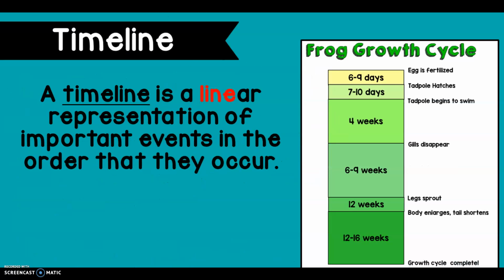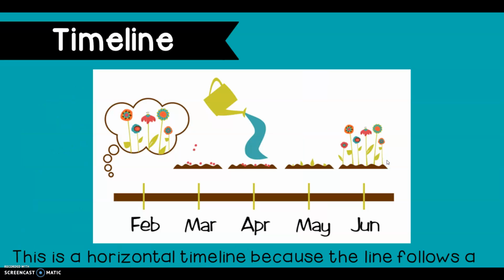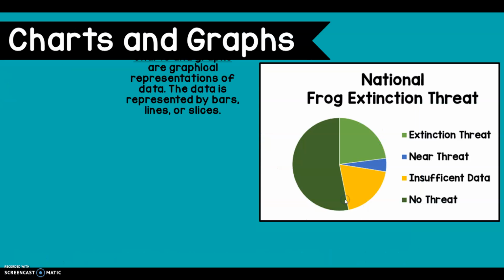The next text feature is that of a timeline. A timeline is a linear representation of important events and the order in which they occur within the text. Timelines can have different forms. This one is a vertical timeline. There are also horizontal timelines.